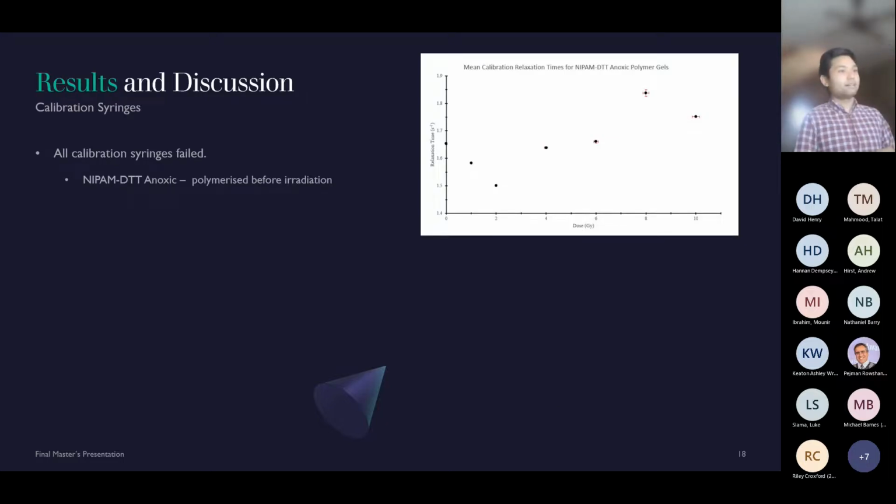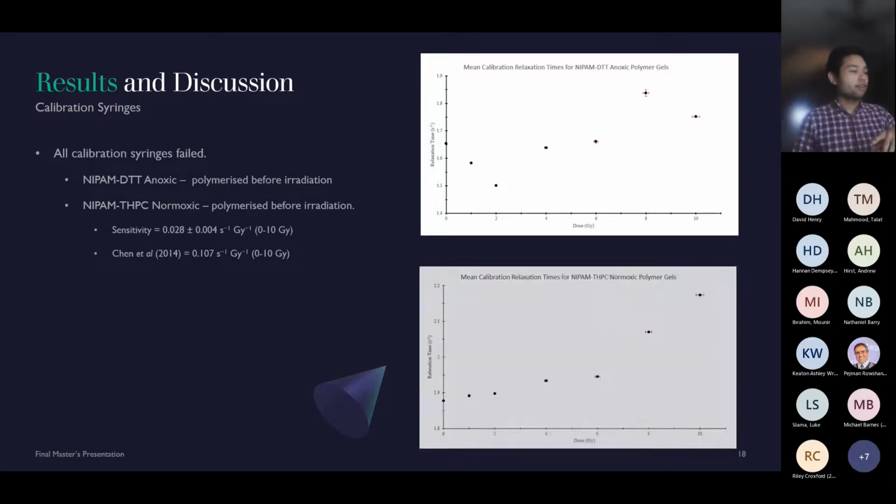When I measured these, all the calibration syringes failed. For the DDT anoxic, it polymerized before radiation, and you can see on the graph on the right-hand side with relaxation time on the y-axis and dose on the horizontal axis. What should happen is that you should see a linear upward trend, but what we see is this general mess of going down and then scattering itself back up.